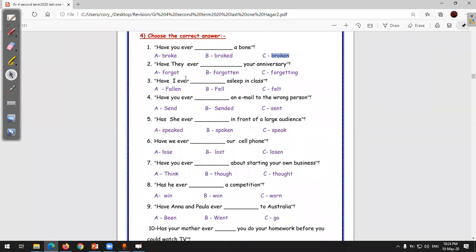Okay. Have I ever fallen asleep in a class? We can say fell. We can say felt. Okay. So you must memorize the irregular verbs. I'm gonna send you a file on the group. For the people who don't have it, I'm going to send it anyway.